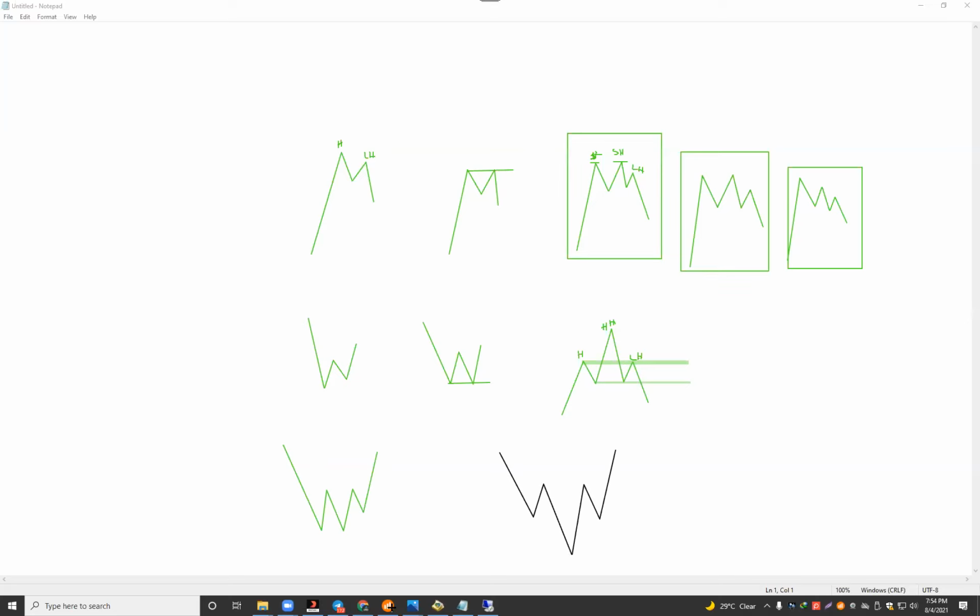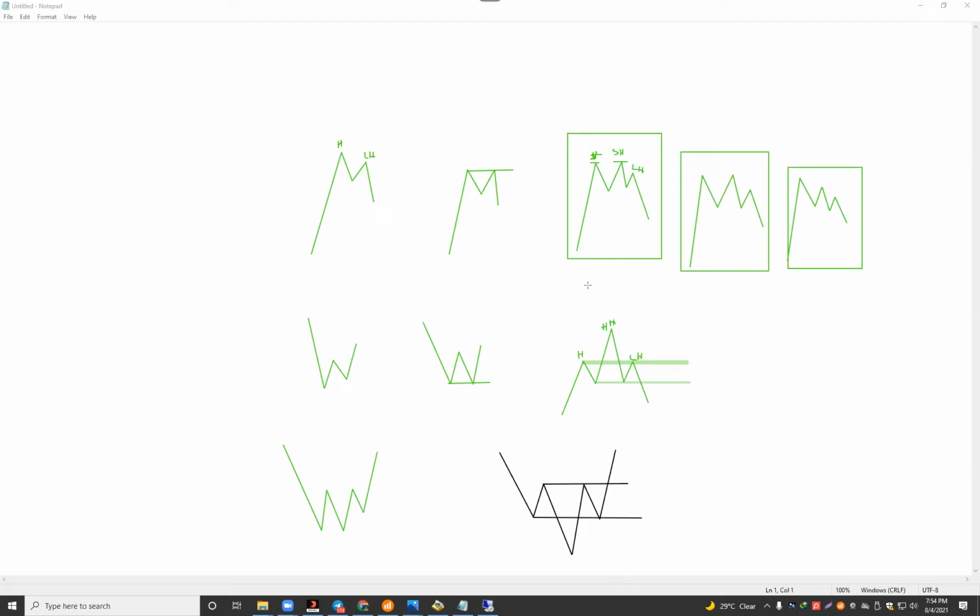This one pattern, here it will be the key level. This will be the key level. In depth, we will talk tomorrow. I will show you on the chart how we can identify, where we can enter, how much loss we can take, and how much profit we can expect. But these patterns we must use.